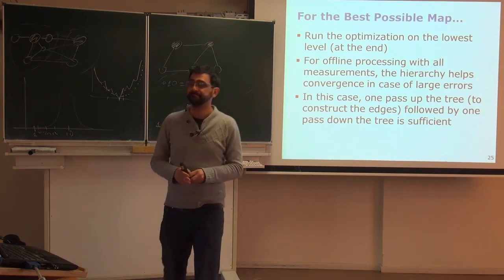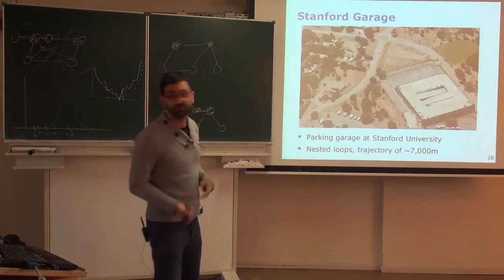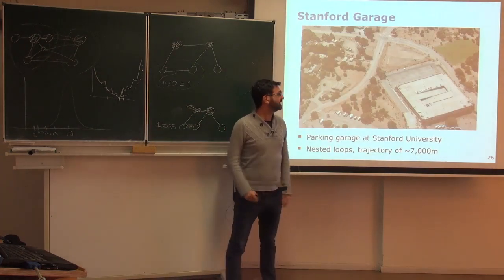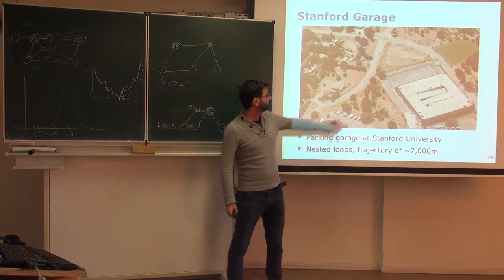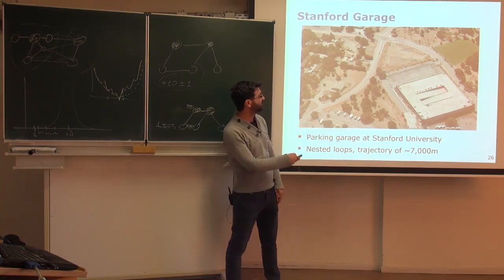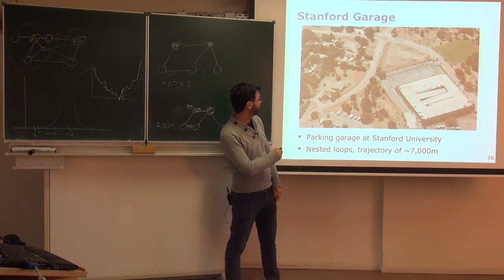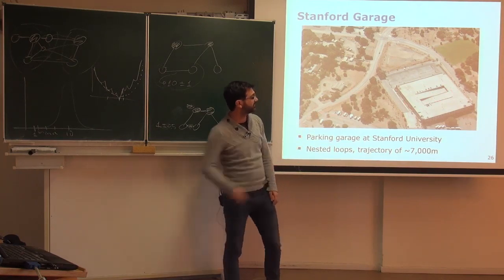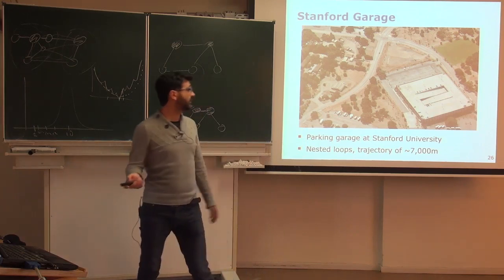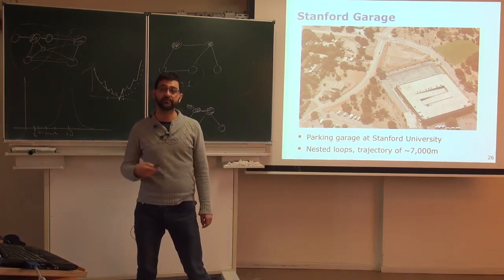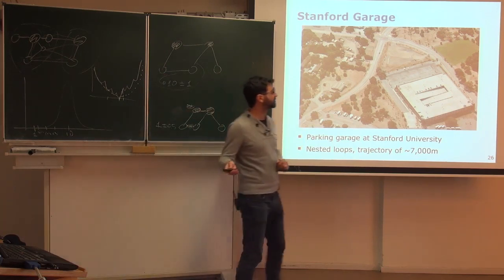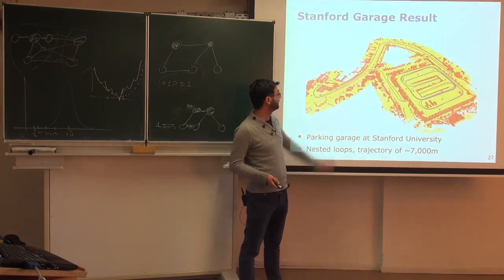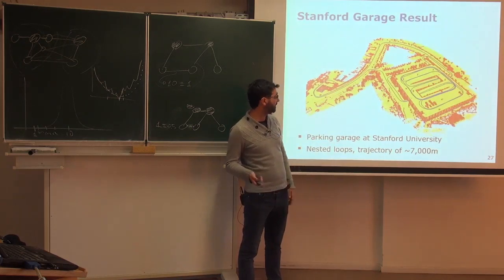Okay. So then how does it work in practice? Let's have a look at a couple of data sets. This one is a parking garage at Stanford, and the robot was a car in this case, going around and then going on top of the parking garage. It was a very long run, a lot of data, so we wanted to do it in real time. We needed to find a way of efficiently computing everything. So this is the final map built.